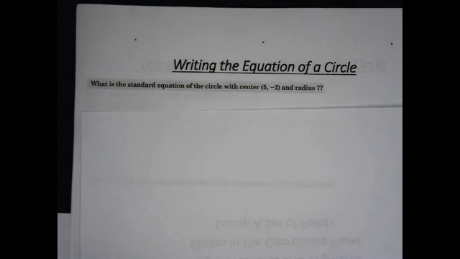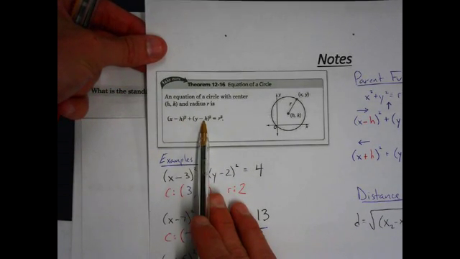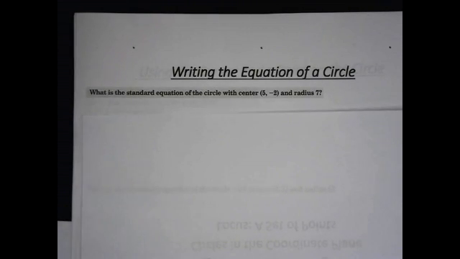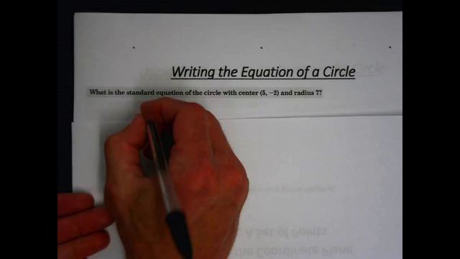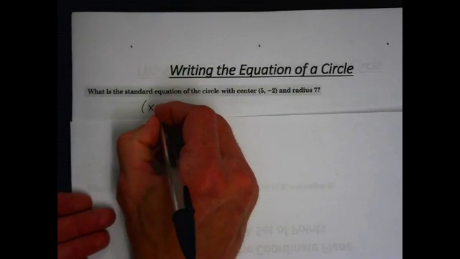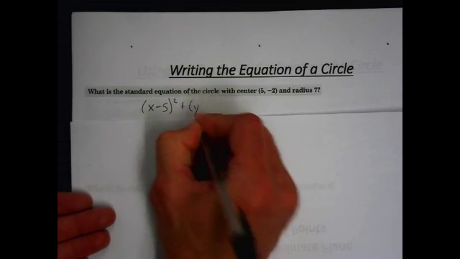First example, so here's a question. What is the standard equation of the circle with a center at 5, -2, and a radius of 7? Well, remember how the equation works. It's going to be x minus the x-coordinate of the center, and then y minus the y-coordinate of the center, and the radius squared. Look how easy this is. It's going to be x minus 5 squared, and then y minus -2.